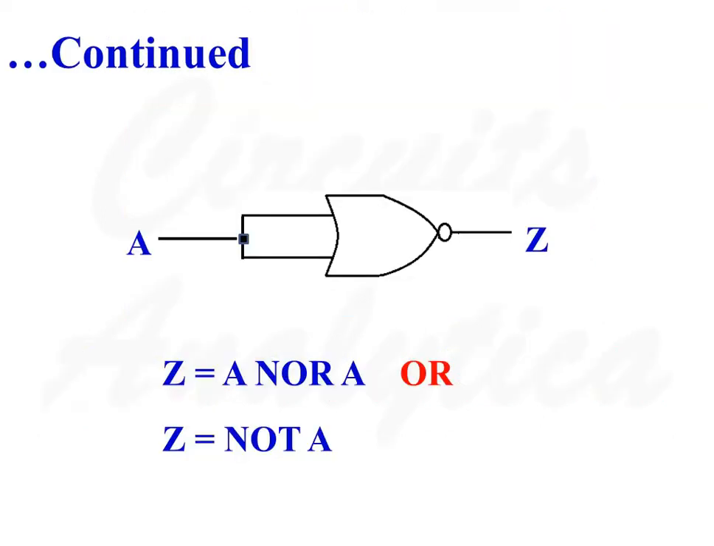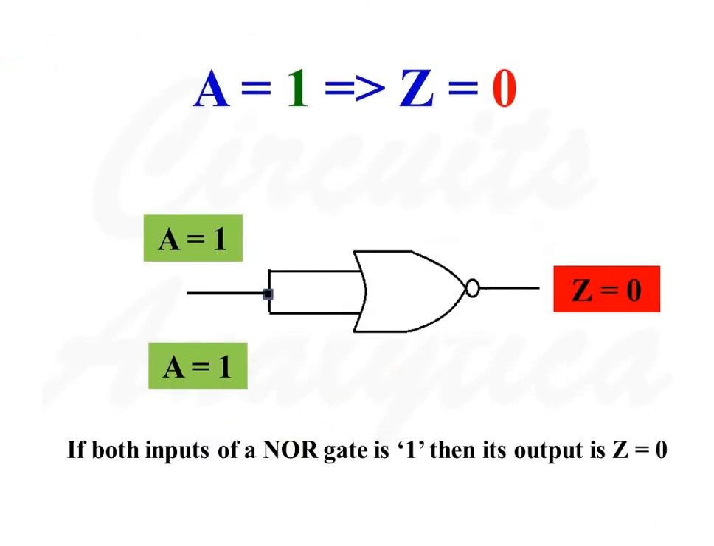So here we have to short the two inputs of a NOR gate and a logic variable is applied. At the output of the NOR gate, we will get the complemented value of the logic variable. So if A is equal to 1, then the output of the NOR gate is the complement of 1 or 1, that is equal to 0. If A is equal to 0, the output of the NOR gate is the complement of 0 or 0, that is equal to 1.